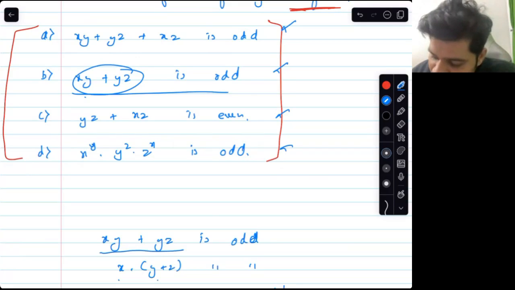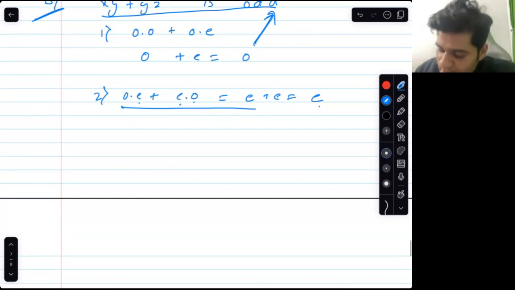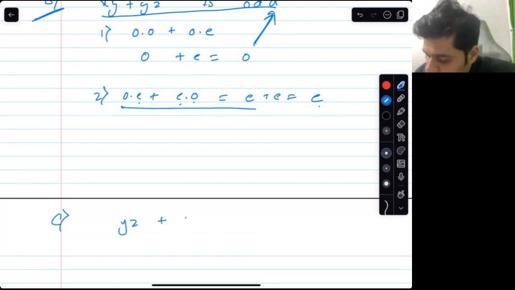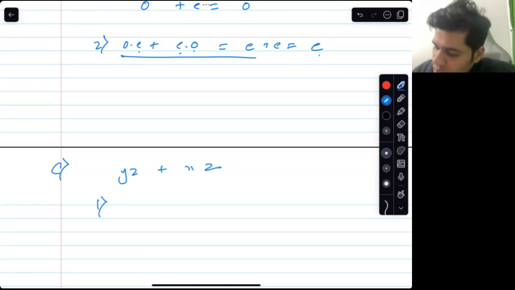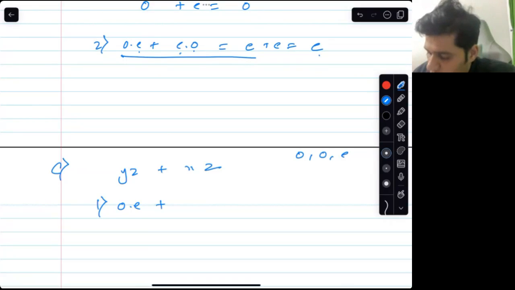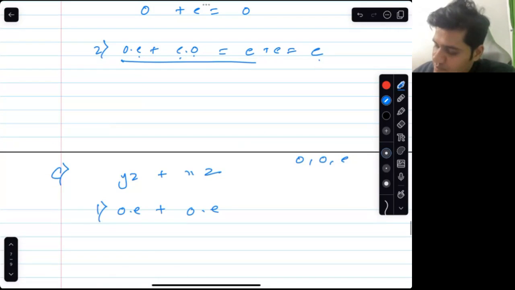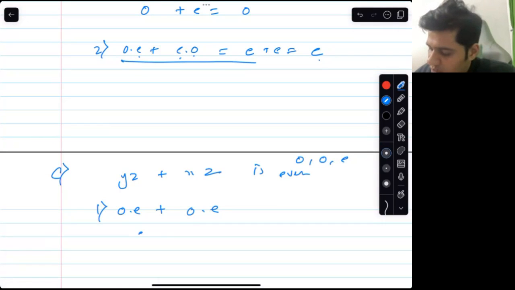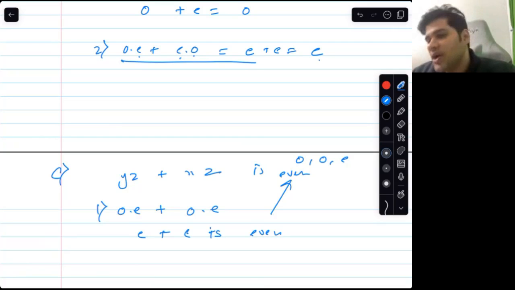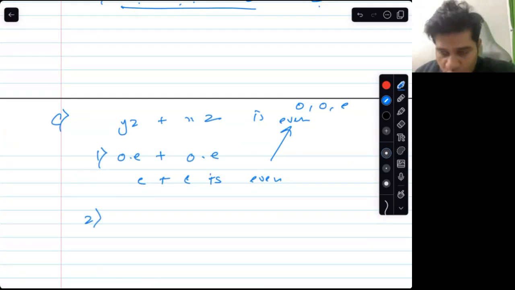Next one, yz plus xz is even. Let's check out. Case 1. Case 1 was x is odd, y is odd, z is even. So odd into even plus odd into even. And they say this is even. Even, no problem. Even plus even is even. So for case 1 it has proved true. I should not check for case 2 actually. If for one of the cases it is true, then it is true. But let's check out for the other one also. The other one was odd, even, odd.